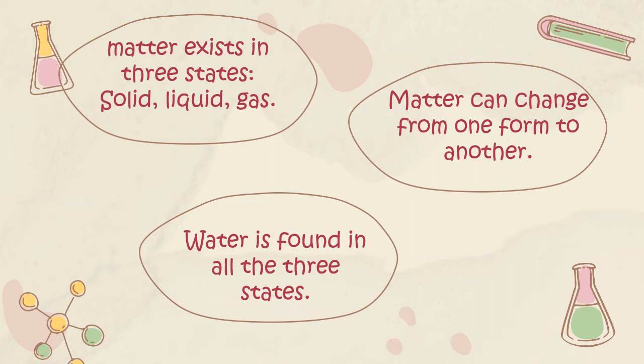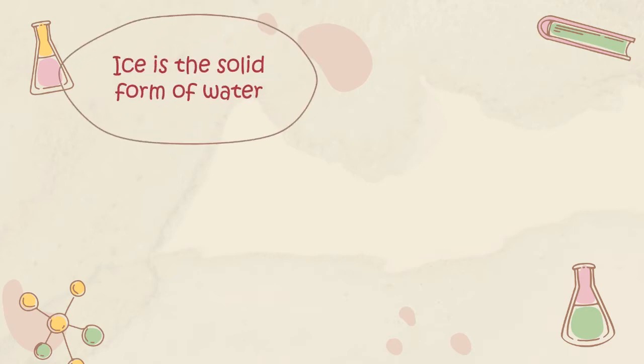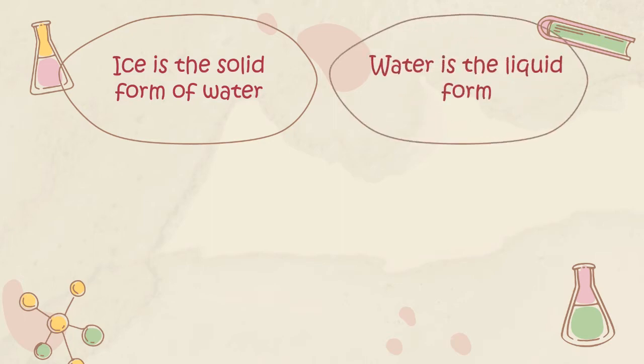Water is found in all the three states. Air ditemukan dalam tiga wujud. Nah, apa saja? Coba kita perhatikan ya sayang. Ice is the solid form of water. Es adalah bentuk padat dari air. Lalu, water is the liquid form. Air itu berbentuk cair.